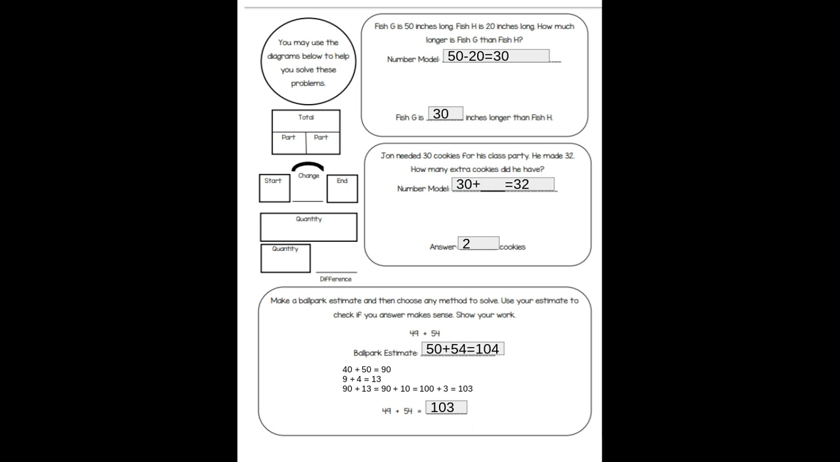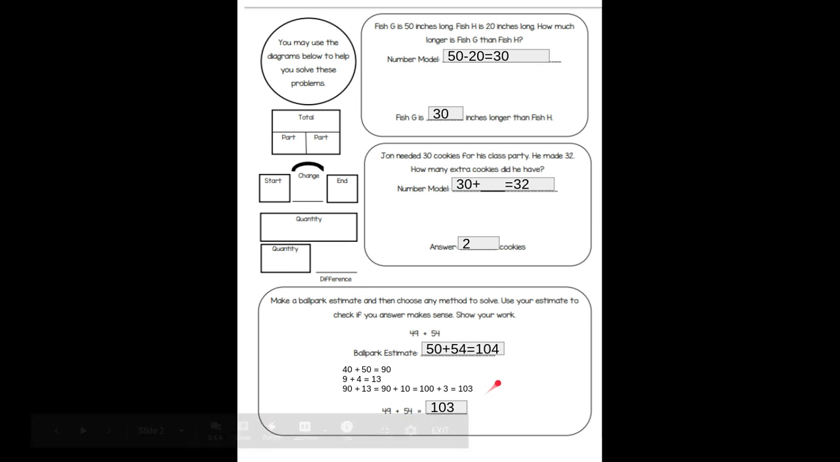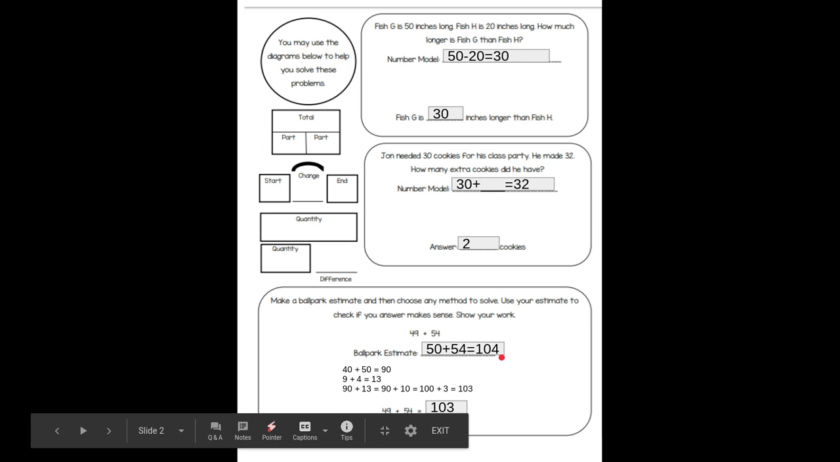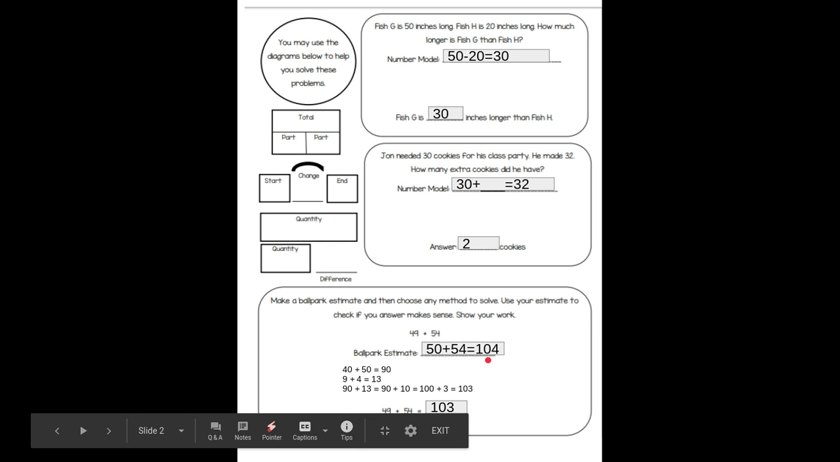Now for our actual number model, 49 plus 54, we're going to break it down into our partial sum. So 40 plus 50 is 90. 9 plus 4 is 13. Bring my 90 and 13 together. And one way I can do that is say 90 plus 10 is going to give 100. Add 3 more to get 103. Now, our ballpark estimate and our actual answer are only 1 off. So we made a really accurate estimate here. And the reason they were so close is because 50 is only one more than 49. So our answer here is going to only be one more than our actual.